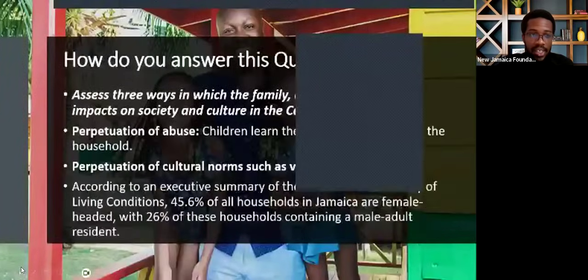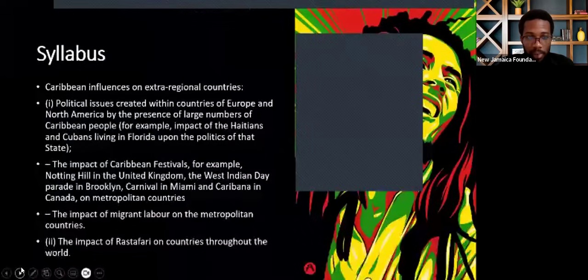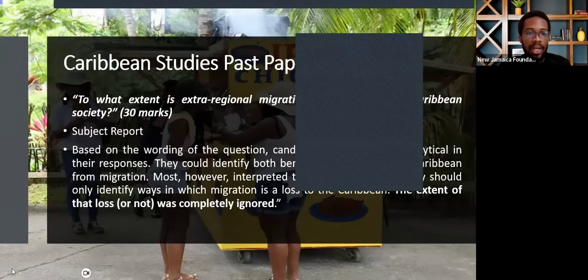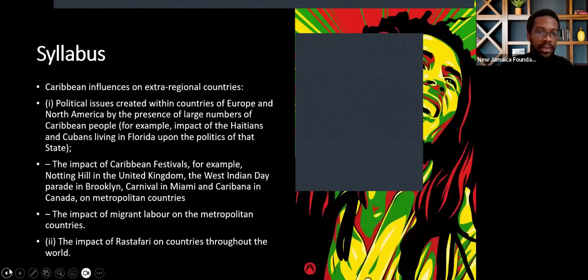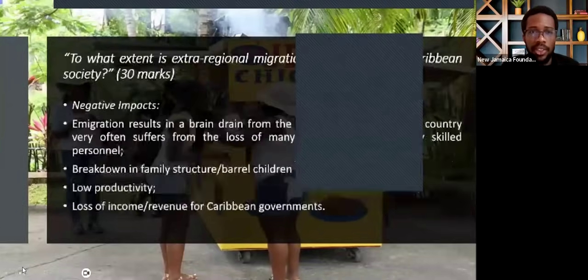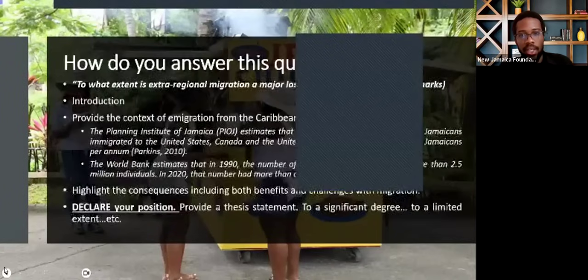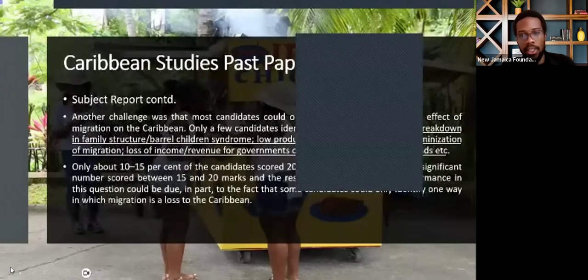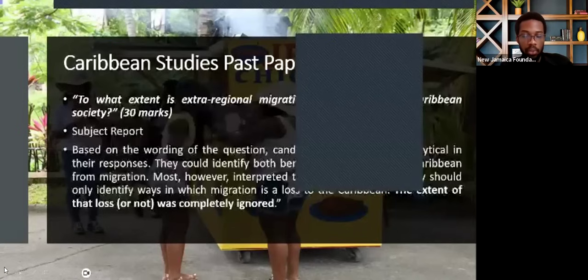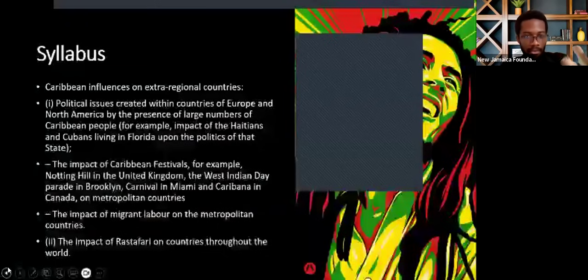All right, so we're going to head into the Caribbean global interactions. This looks at the international dynamic with the Caribbean and its diaspora. And you can see it here, it's also in the syllabus. Previously, when I had looked at this, I had looked at, for example, Notting Hill and such. So you can look at the recordings that exist on the YouTube channel for that.